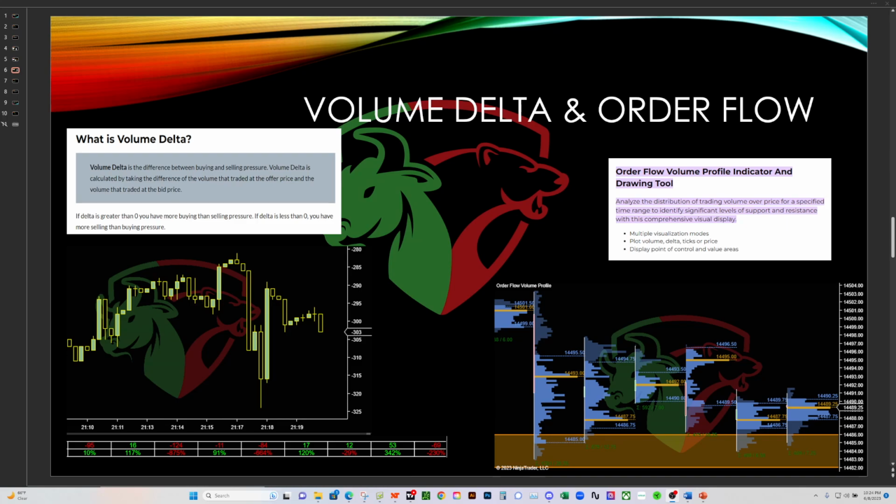Now with order flow, I'll go a little bit further in depth with the order flow volume profile, this image here. It analyzes the distribution of trading volume over a specified time. For my chart specifically, I have it on a half hour bar, but it allows me to measure those levels and identify how price action is going to happen.